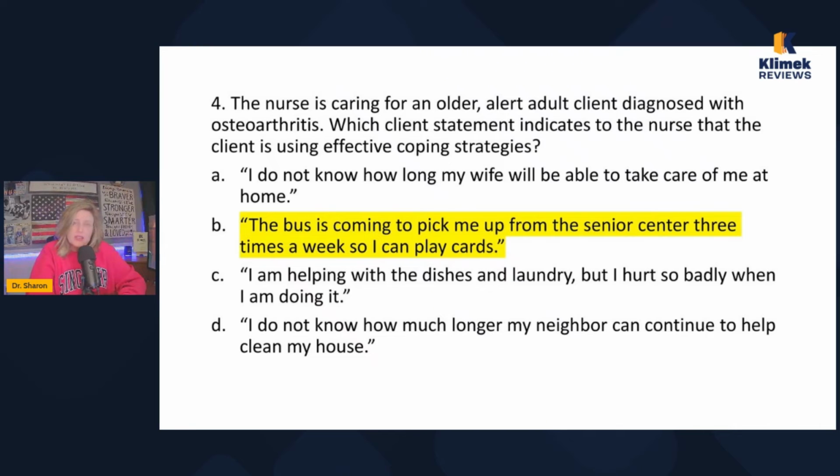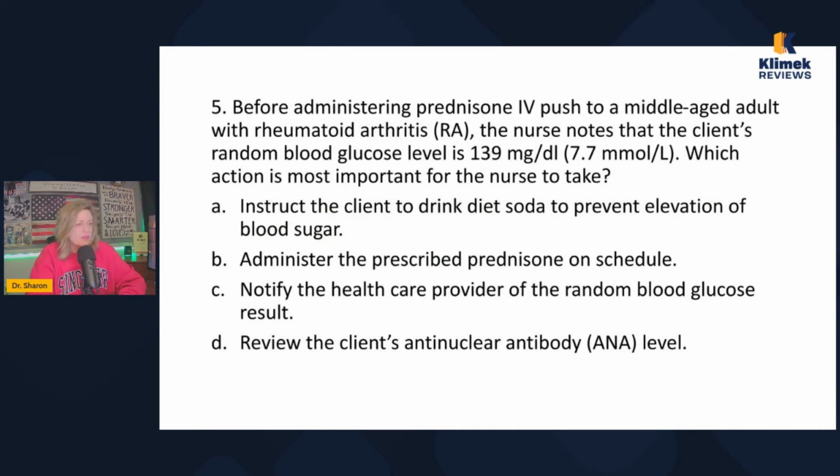So I'm going to pick the answer that demonstrates that I know what a coping strategy is. All right, 5. Before administering prednisone IV push to a middle-aged adult with rheumatoid arthritis, the nurse notes that the client's random blood glucose level is 139. Which action is most important for the nurse to take?